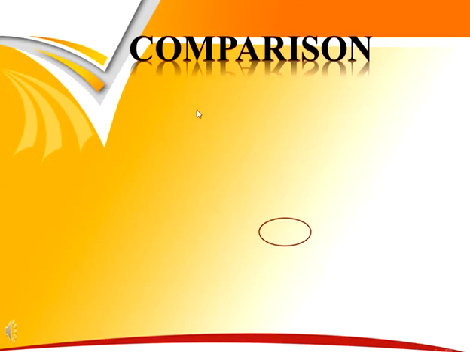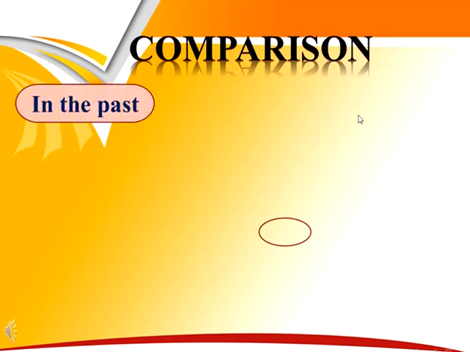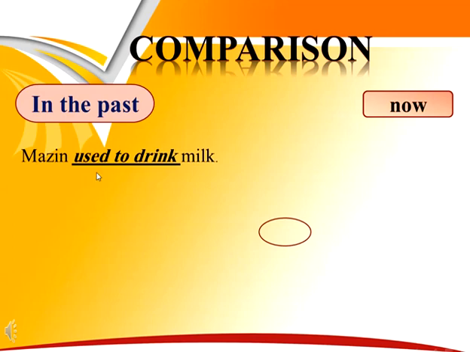I'm going to discuss this structure in a form of comparison. I mean, I'll follow Mazen's habits in the past and nowadays. For example, in the past, Mazen used to drink milk, but nowadays he drinks coffee. Here we can find a comparison between what he did in the past and what he does in the present.